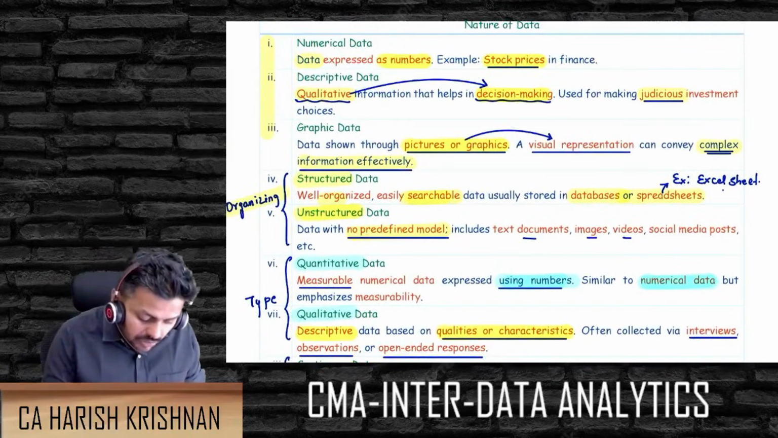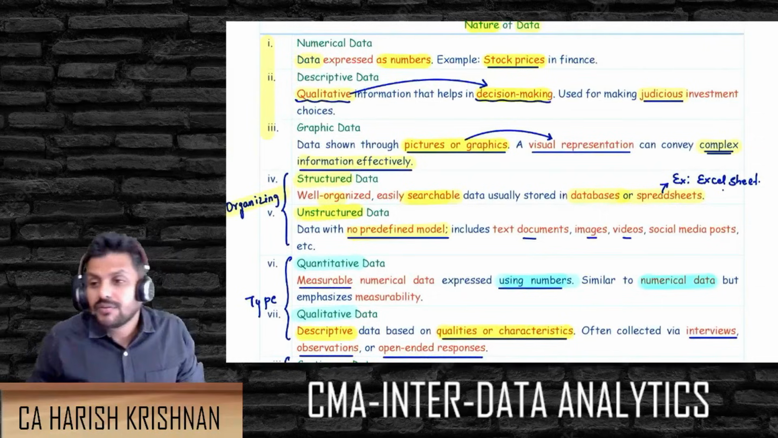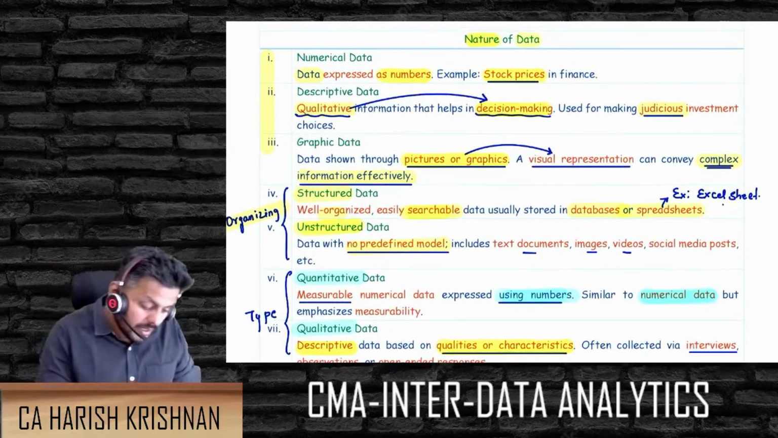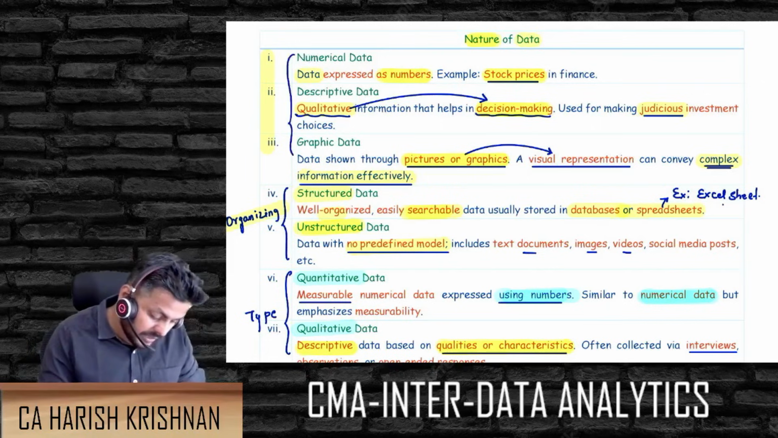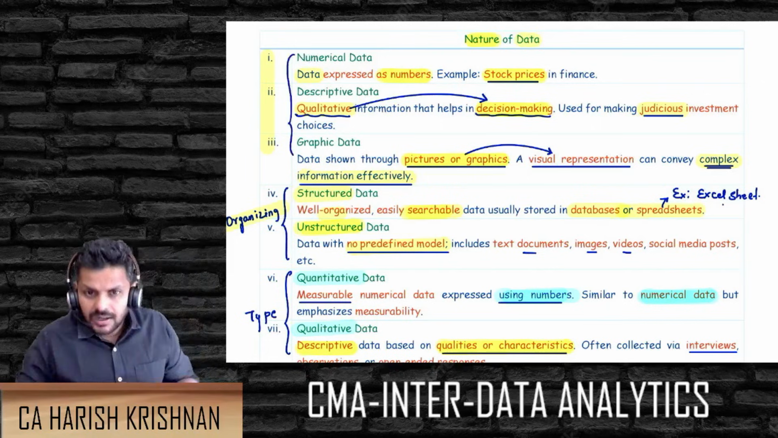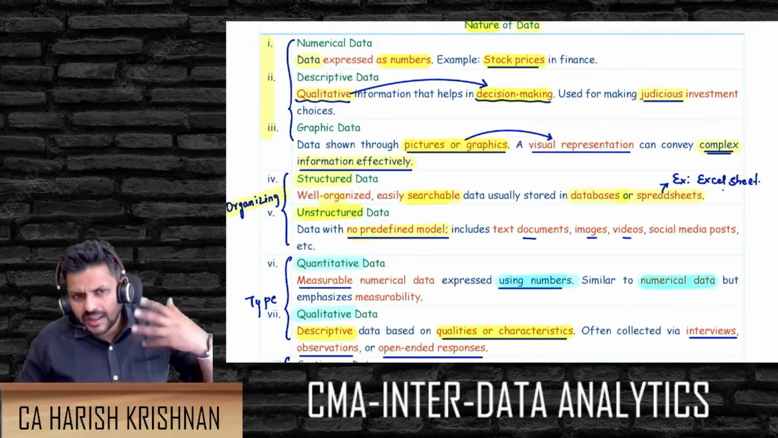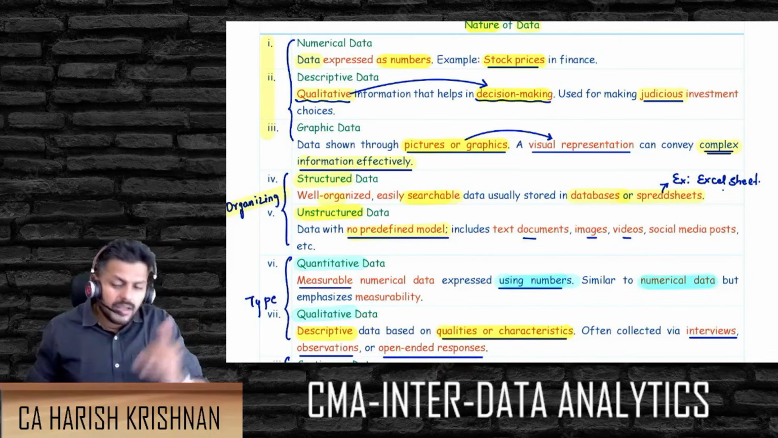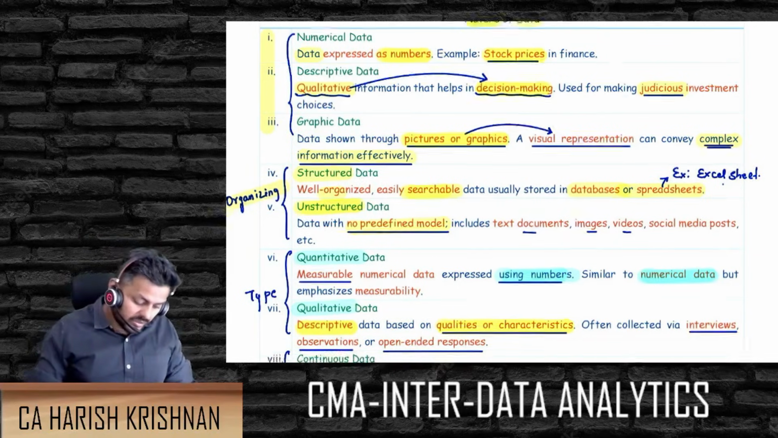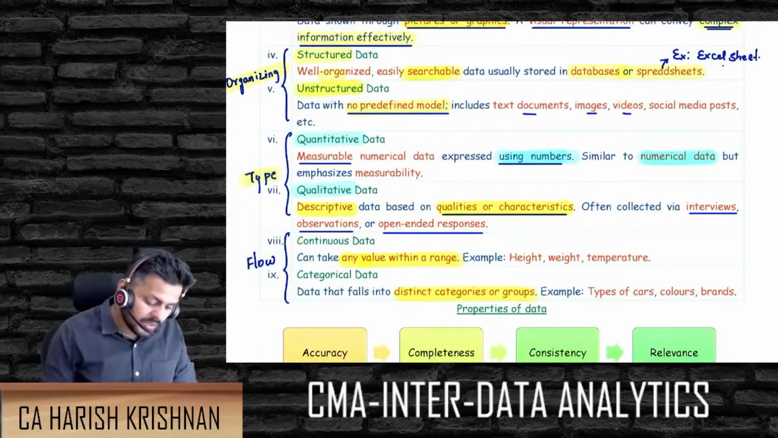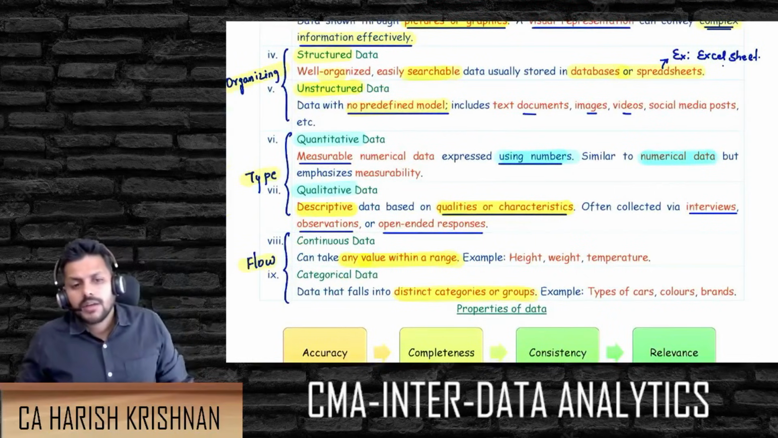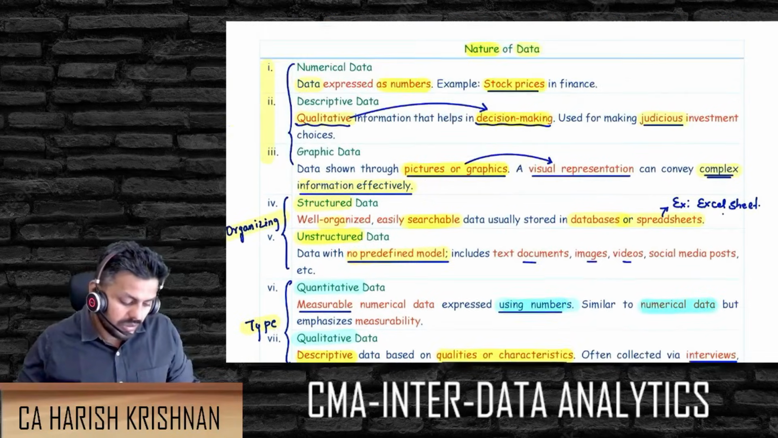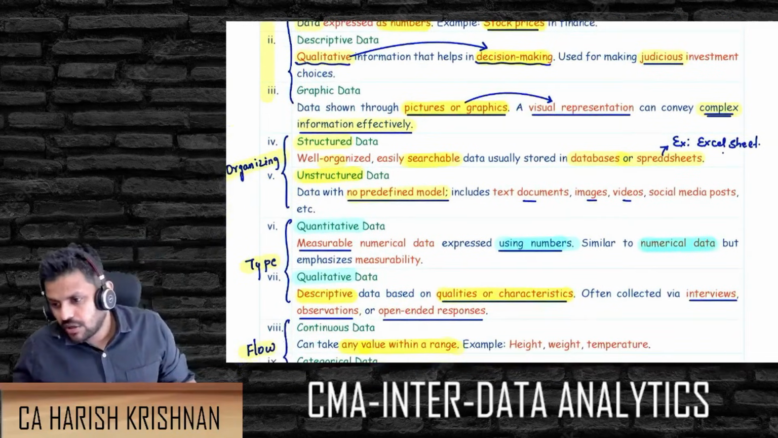So this nature of data is very important for you, not only in terms of exam but also in terms of your understanding, because these three are pure classification of data based on their type, or other classification, their appearance. One is in numbers, one is in description, one is in graphic. Then based on organizing pattern, structured and unstructured. Based on the type, they are quantitative, qualitative, and based on flow you can call them continuous data and categorical data. So these are the points about the nature of data.